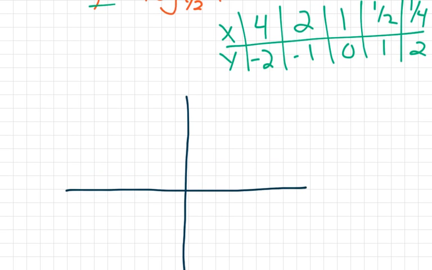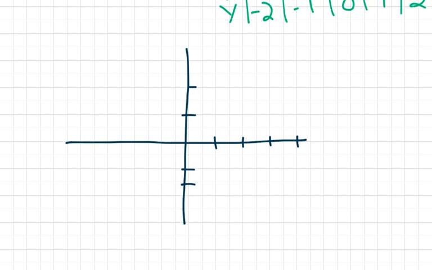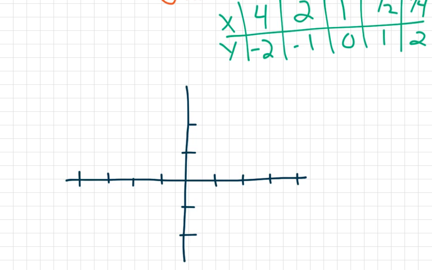So I'll bring in my XY plane here, something like that, and we can go ahead and plot our points. I guess I can mark 1, 2, 3, 4, 1, 2, 1, 2. Not a great XY plane, but it'll work for what we need it to. So let's just go ahead and plot these points. 4, -2 is way down here. 2, -1 is right here. 1, 0 is here on the x-axis. 1/2, 1 is right there. And 1/4, 2 is going to be right there.